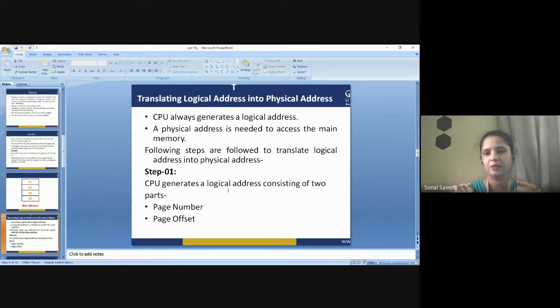Step number one says that the CPU generates a logical address which consists of two parts. Understand this: whenever the CPU generates a logical address of a process, the logical address will have two things. One is the page number, and second is the page offset. With the help of a layman example, I'm going to explain this concept to you. What is page number and what is page offset?